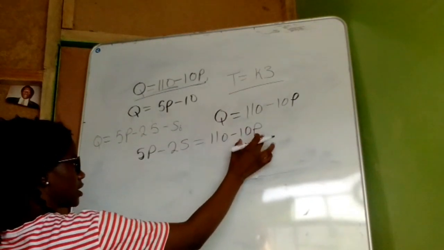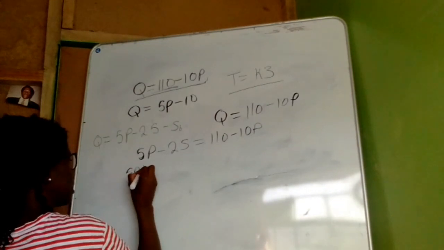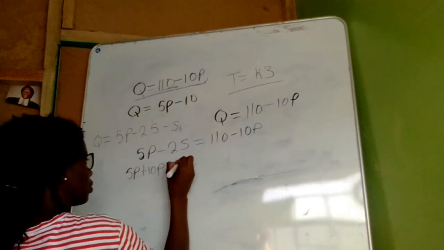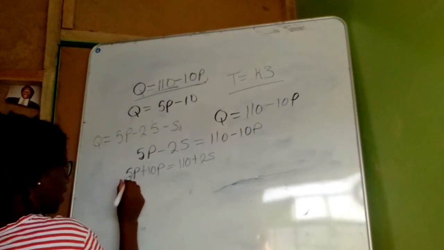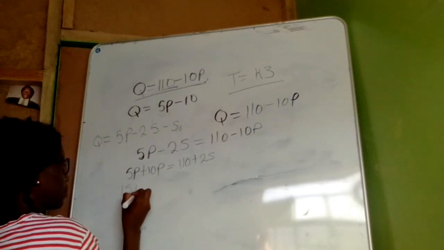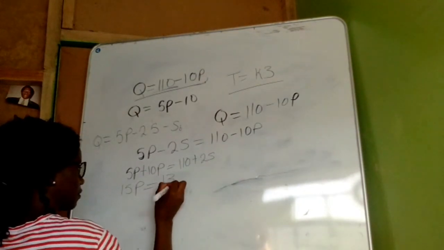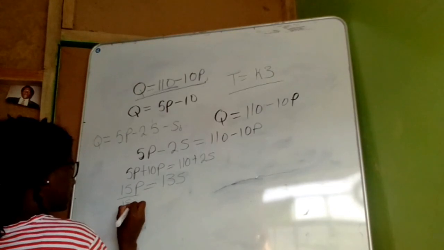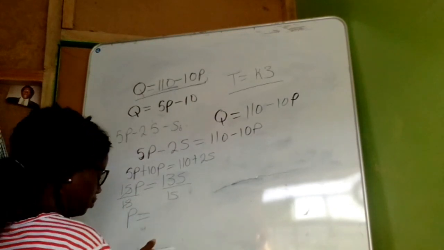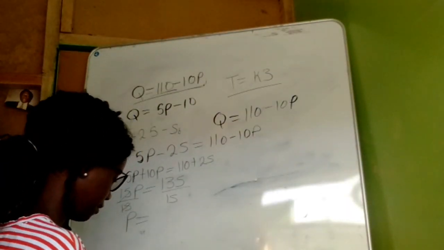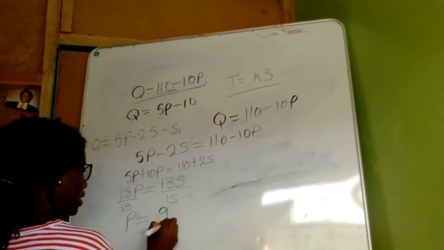So we collect the like terms. So the 10P can come the other side and the 25 can go the other side. So 5P plus 10P is equal to 110 plus 25. So 5 plus 10, that's just 15. So 15P is equal to 110 plus 25 is 135. Divide both sides by 15, so P is equal to 135 divided by 15. So P is equal to 9.